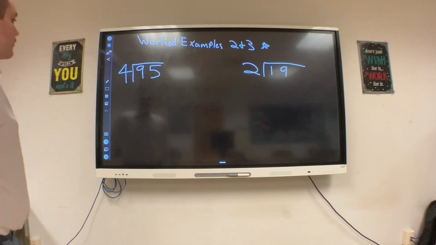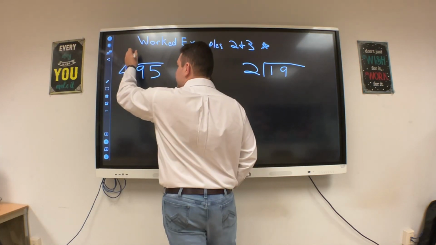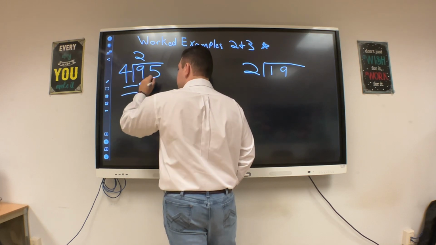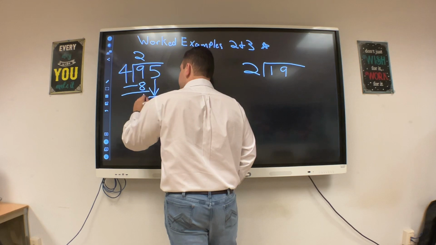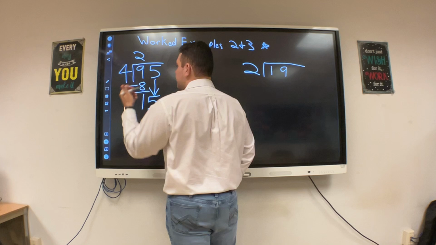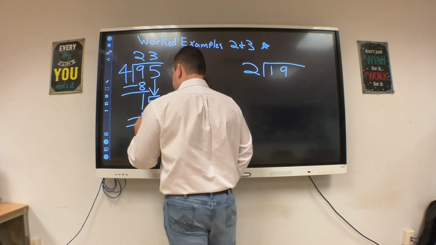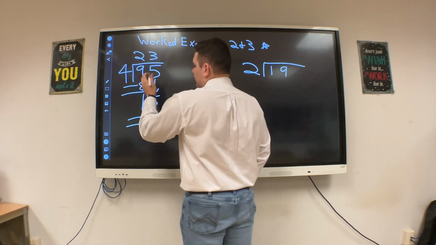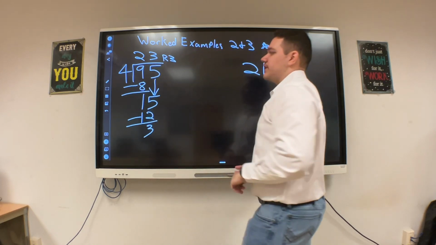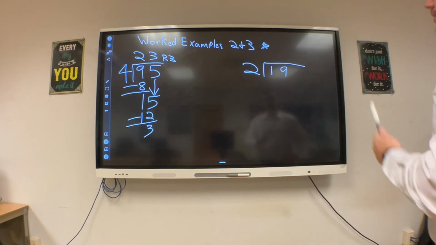And so we got examples 2 and 3. So we got 95, we're going to divide it by 4. 4 will go into 9 twice. That'll give us 8. 9 minus 8 is going to be 1. We're going to bring our 5 down. And we have 4 will go into 15 3 times. 4, 8, 12. So 15 minus 12 is going to be 3. 4 will not go into 3. So we stick it on the end as a remainder. So 95 divided by 4 is 23 with a remainder of 3.